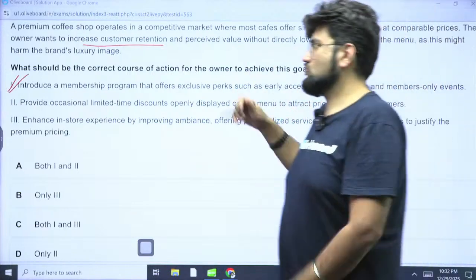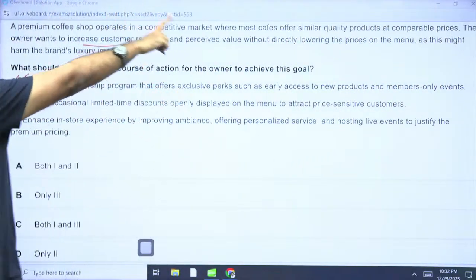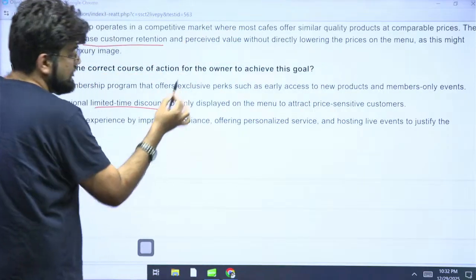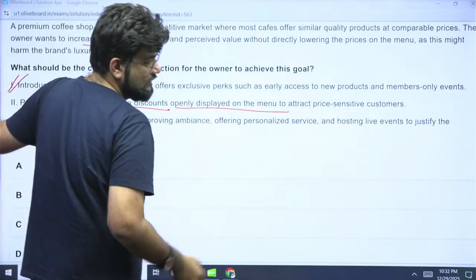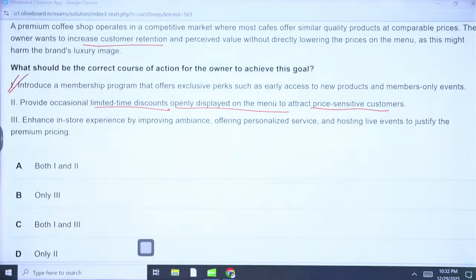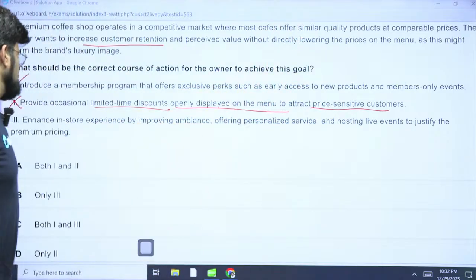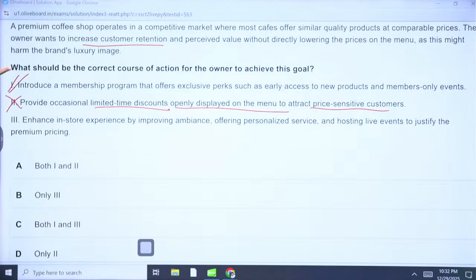Try to connect the dots, okay? Provide occasional limited time discounts openly. See, he's strictly against discount. Even if he does it limited time, that too openly displayed on the menu, it will attract price sensitive customers, but this is not what his target audience looks like. Because price sensitive customers will only come in when the discounts are raining. The moment the discounts stop, they will never retain. And number 3 says, so 1 is there, 2 is definitely not there, so this is gone. Only 3, we already have 1, so I think option C is the strongest contender here.